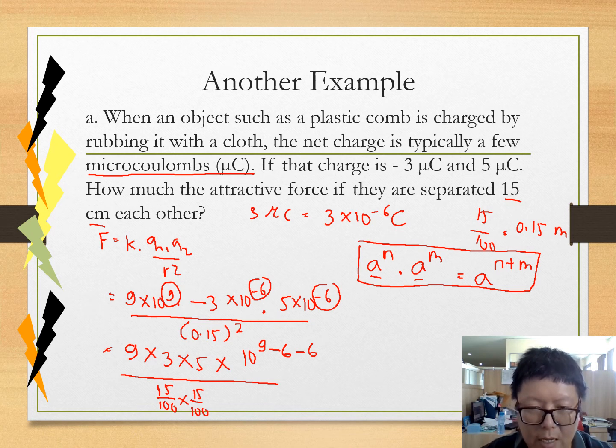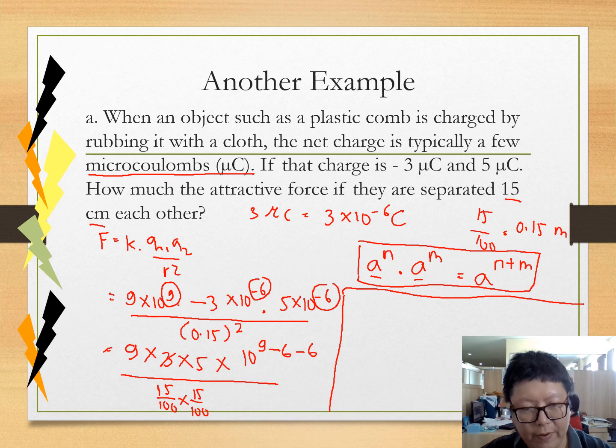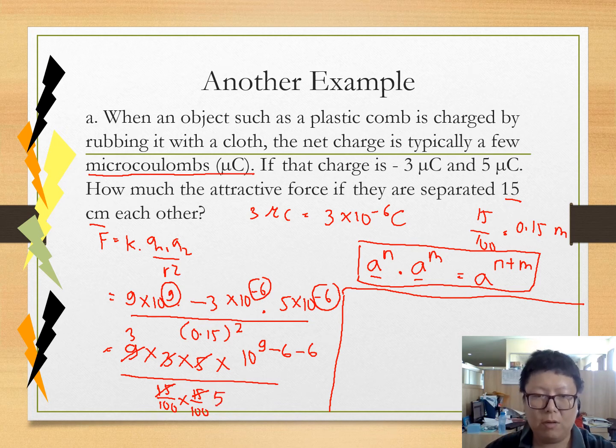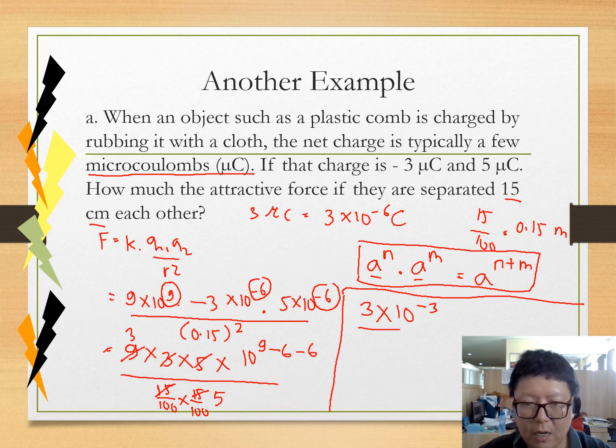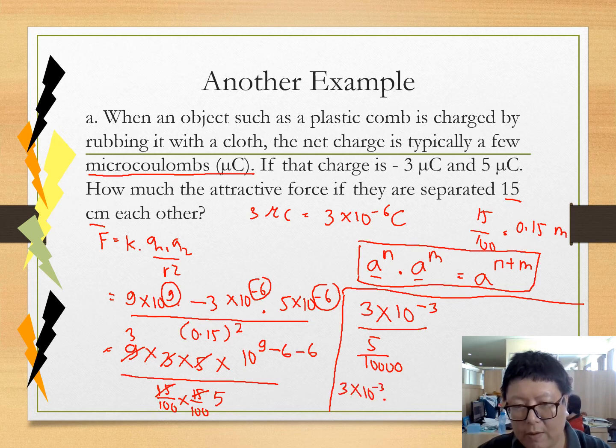Okay, so the answer is, I can cancel the 3 times 5, which is 15, with this 15. I divide by 3, so it becomes 3 and 5. So the result is 3 times 10 to the power of 9 minus 6 minus 6, so minus 3, over 5 per 10,000, right? So it will equal 3 times 10 to the power of negative 3 times 10,000 per 5.